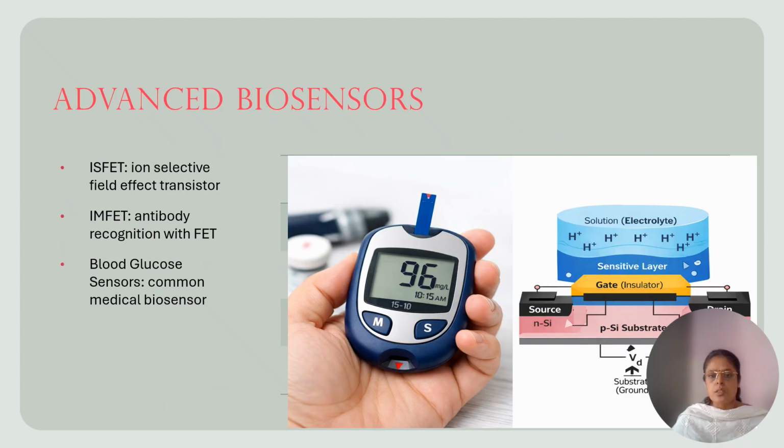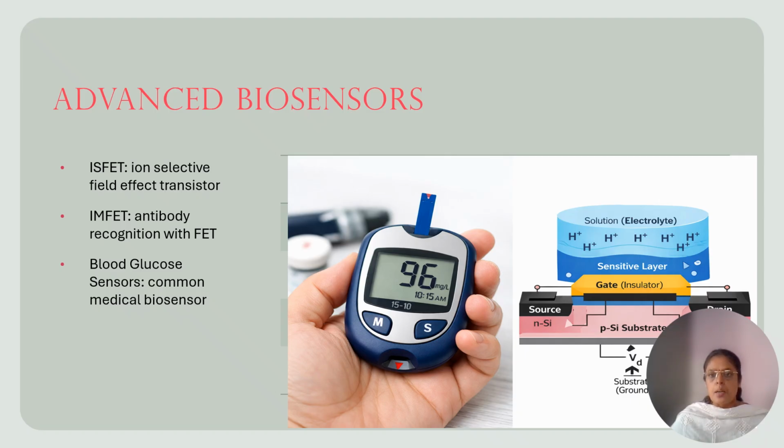Next one is advanced biosensors. Nowadays, many biosensors are used in the advanced ones. The first one is the ion-sensitive field effect transducers, immunologically sensitive field effect transducers, and blood glucose sensors. So the ISFET is mainly used to detect specific ions like H plus, used in the field effect transducer. Look at the picture here.